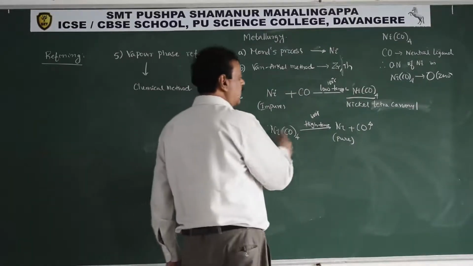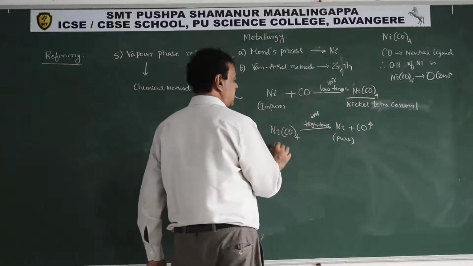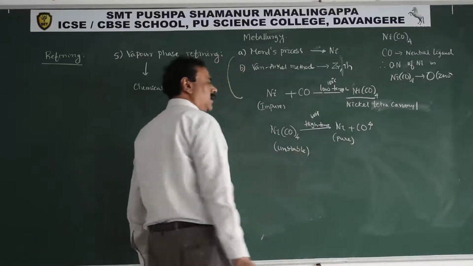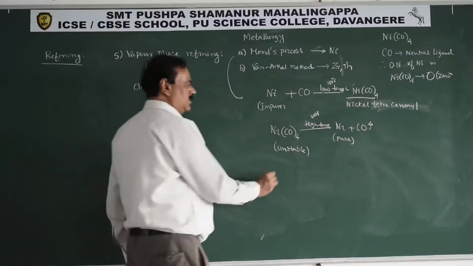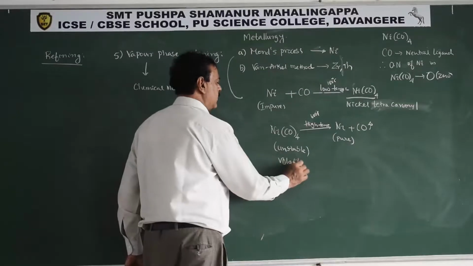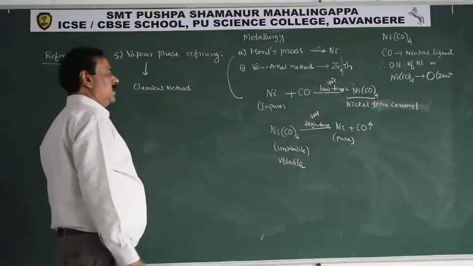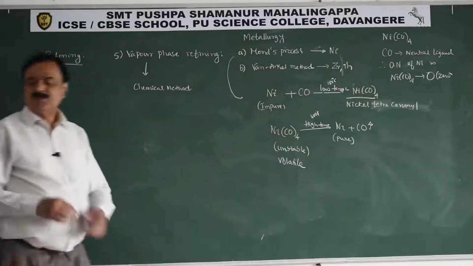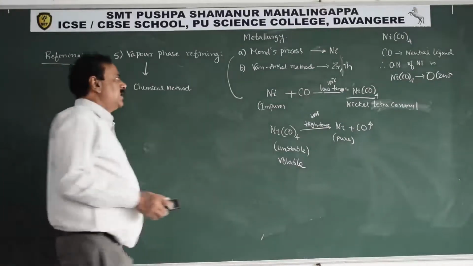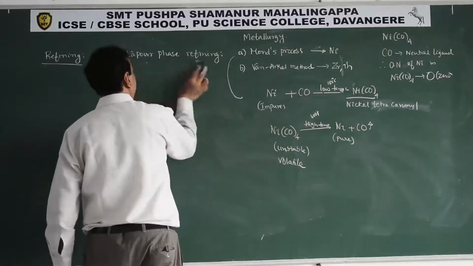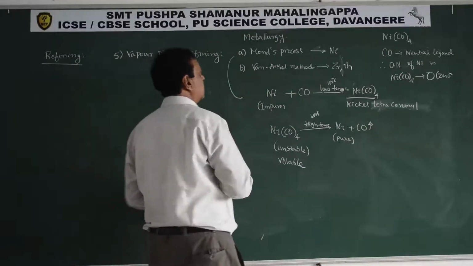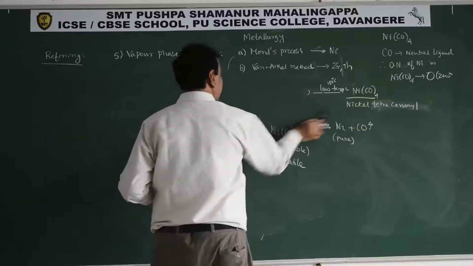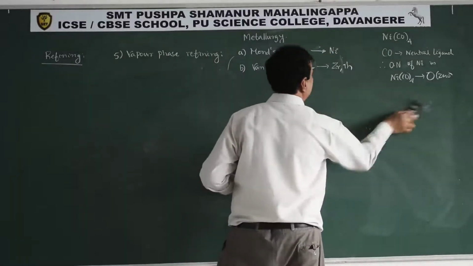When nickel tetracarbonyl is heated at high temperature, it decomposes because it is an unstable, volatile molecule. Then that decomposes to give off very pure nickel. That is called the Mond's process. Here is the Van Arkel method of refining. What do you mean by the Van Arkel method of refining? The Van Arkel method is also one of the vapor phase refining techniques.